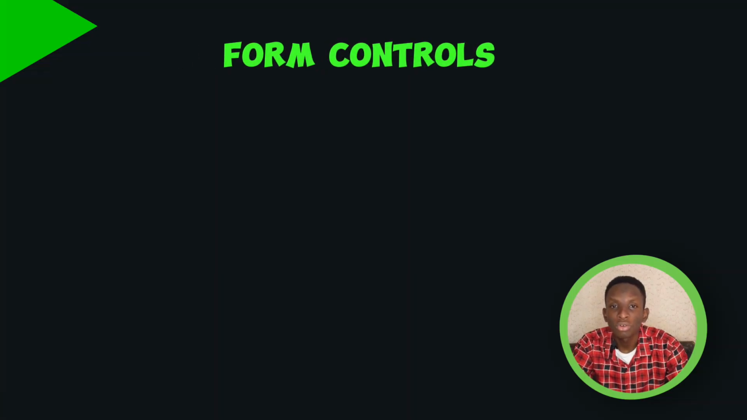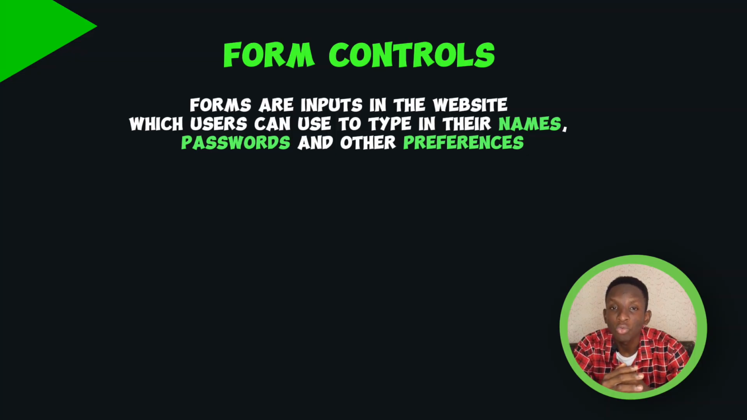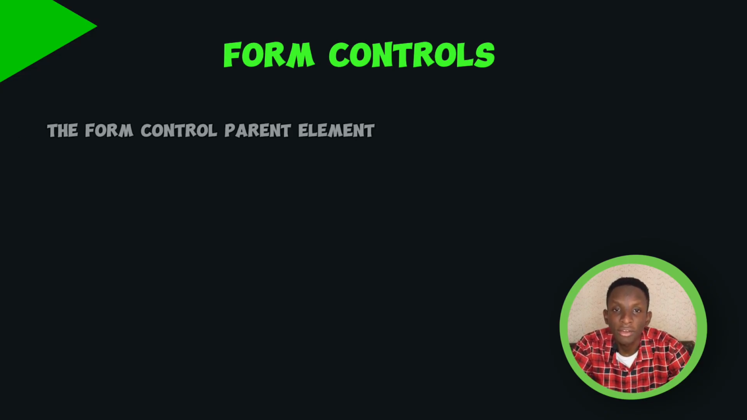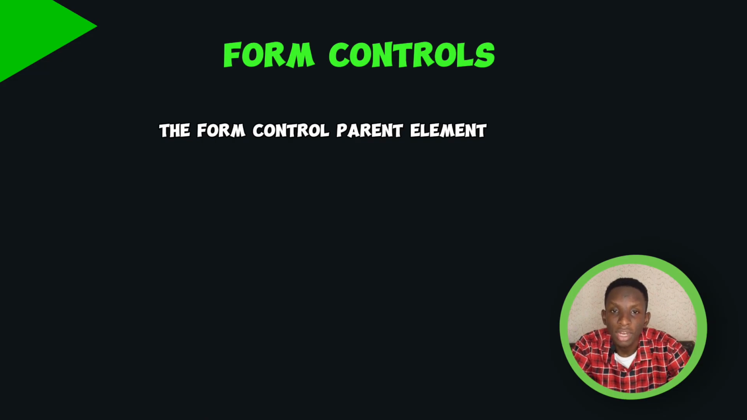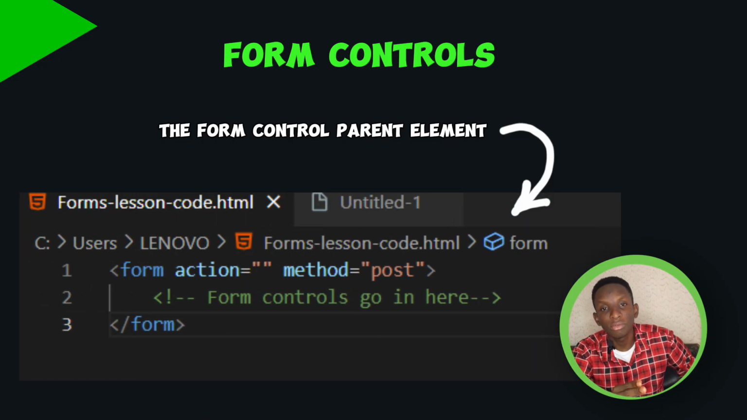Let's talk about form controls. Forms are inputs in your website which users can type in their names, their email, their passwords, and other preferences like messages on the website. They are all under form controls. A form always starts with the form element. You can see it there on the screen, and in this video we are going to be learning about forms by coding a registration form.